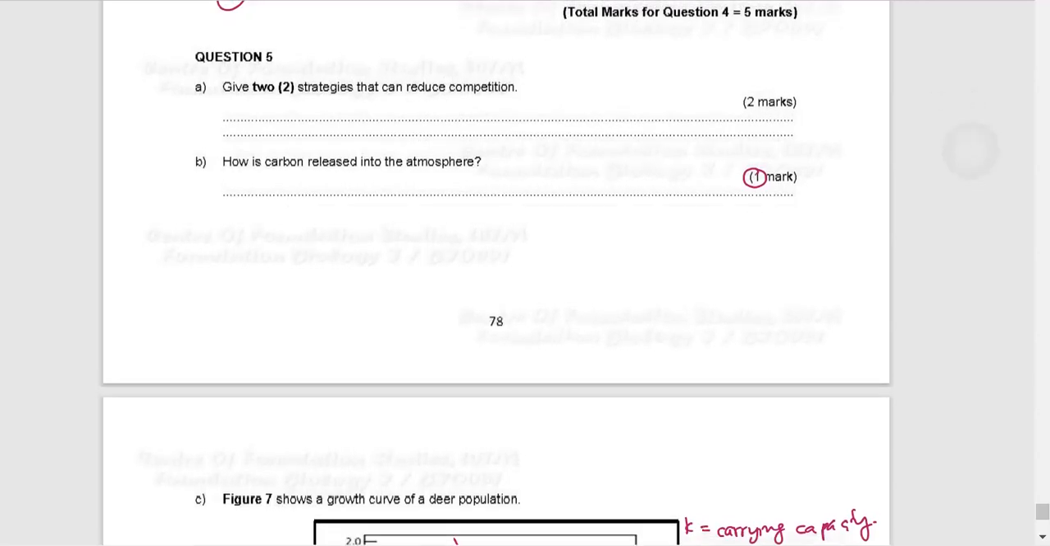Okay, so for question A, give two strategies that can reduce competition. The first strategy is resource partitioning and the second is character displacement. I've already explained resource partitioning and character displacement, so you can refer back to your notes or the previous video.